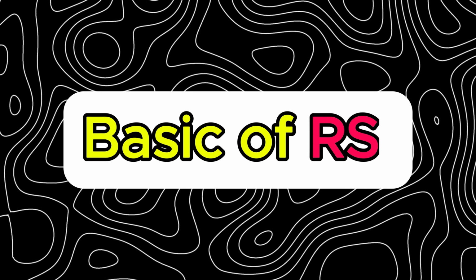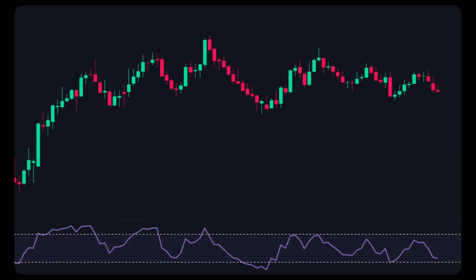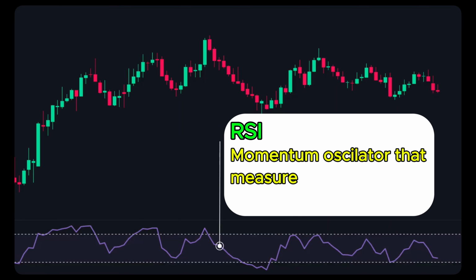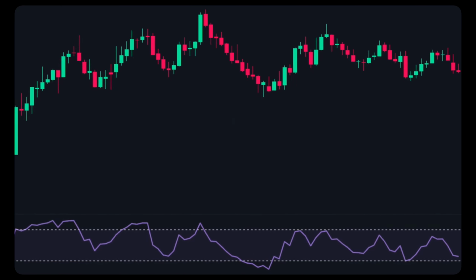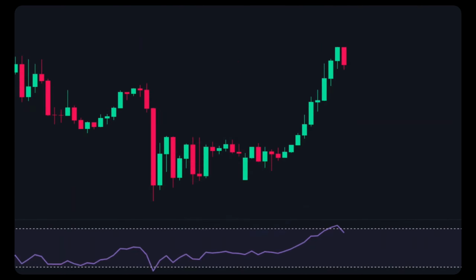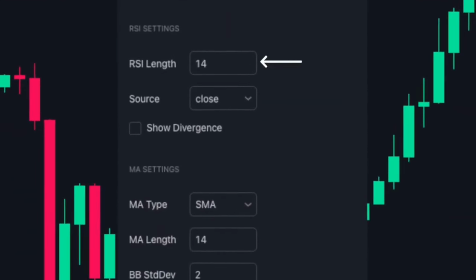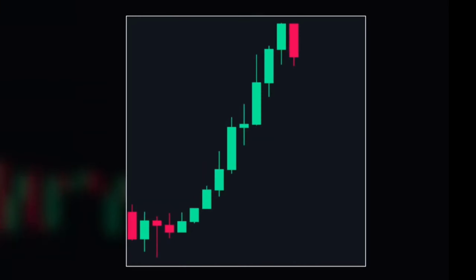Basics of RSI. RSI stands for Relative Strength Index. RSI is a momentum oscillator that measures the speed and change of price movements. Since it's an oscillator, it provides a value between 0 and 100. With the default settings of 14 period, the RSI compares the current price with the last 14 bars.